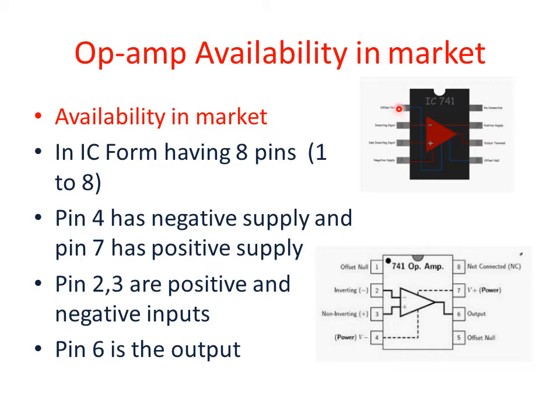We start the counting of the pins from this side. Usually we count it from 0, 1, 2, 3, 4, 5, 6, 7. Usually this is the counting convention, but in some books they also count like 1, 2, 3, 4, 5, 6, 7, 8. It depends from book to book.